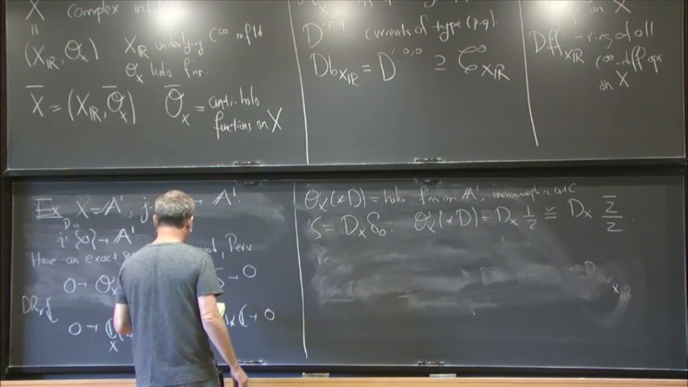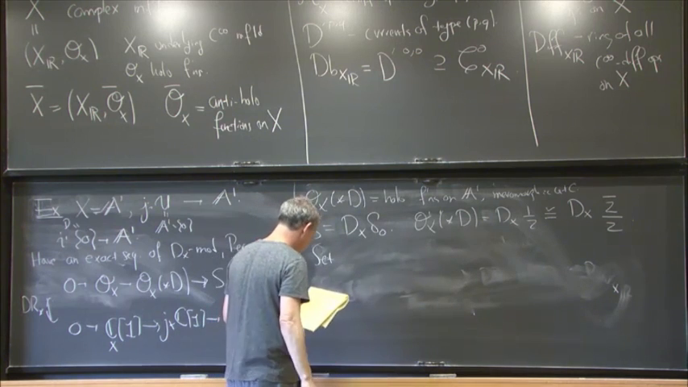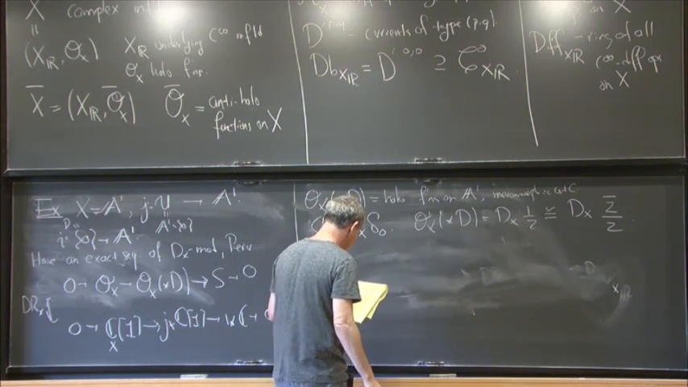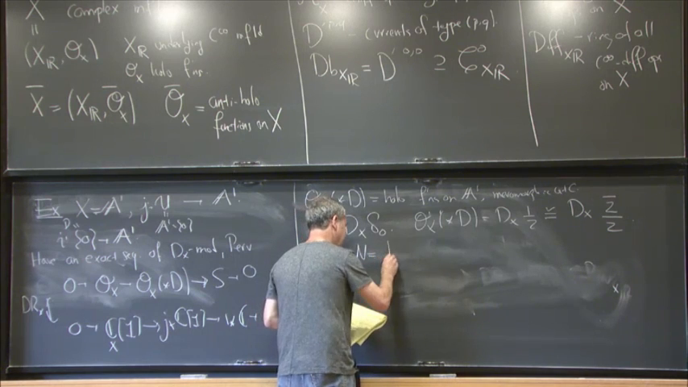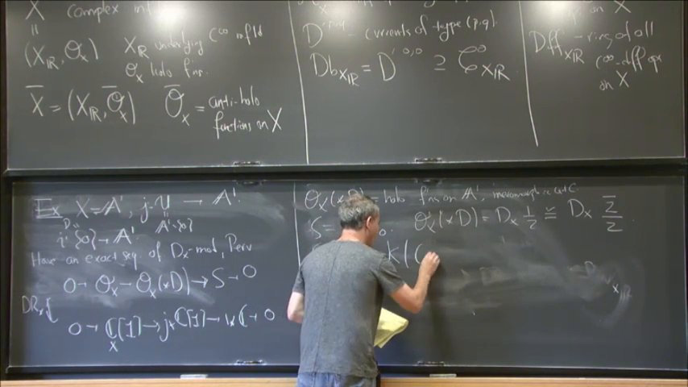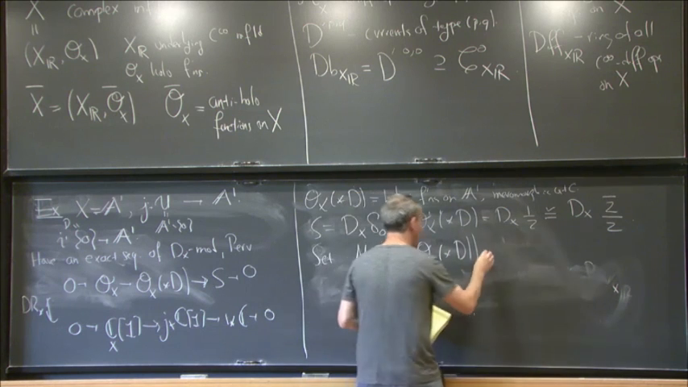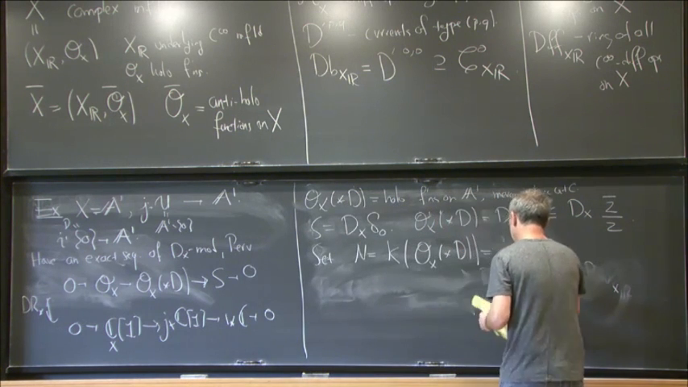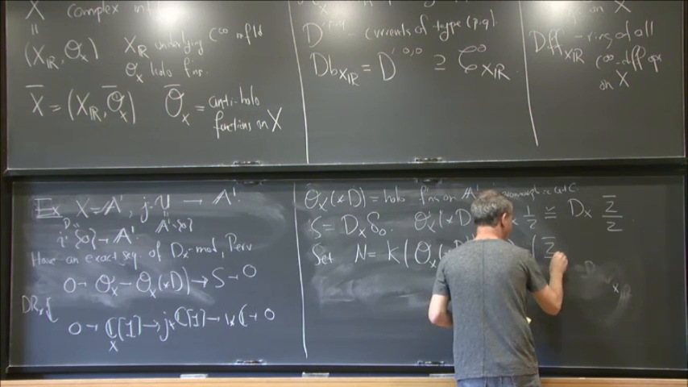So now I want to, let's set, maybe I make this claim. Let's set n equal to k of OX star D. And my claim is that that guy is dx bar of just z bar over z.